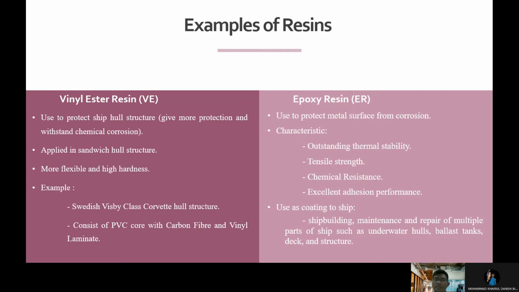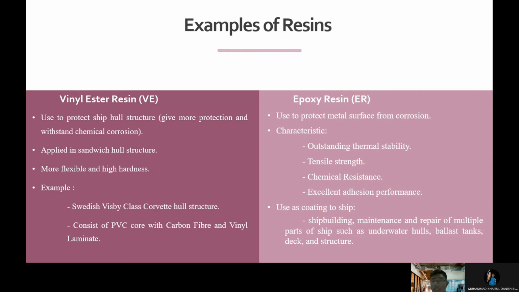And where was this material applied? This material was applied in the sandwich hull structure, and it gives more flexibility and high hardness. For example, this material was applied in the Swedish HSP class vertical hull structure, and in the structure, the PVC core and the carbon fiber are applied, and also the vinyl laminate.